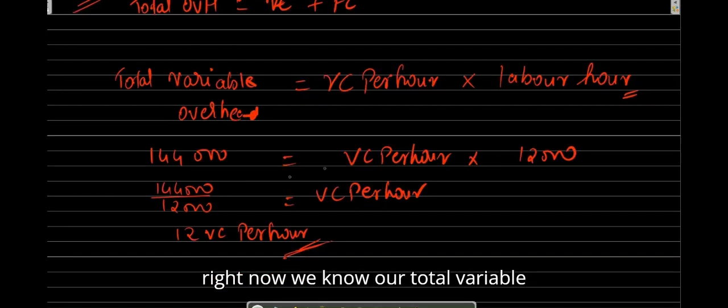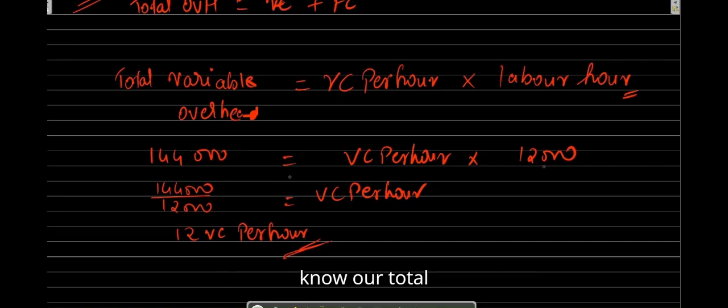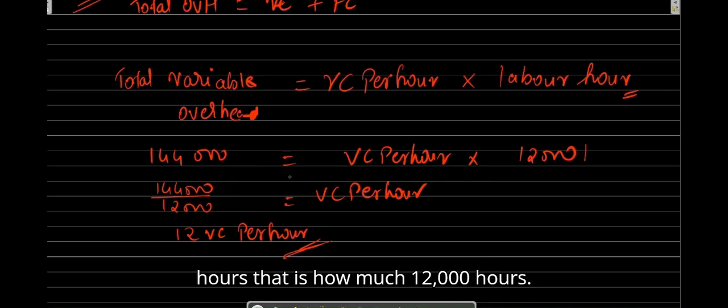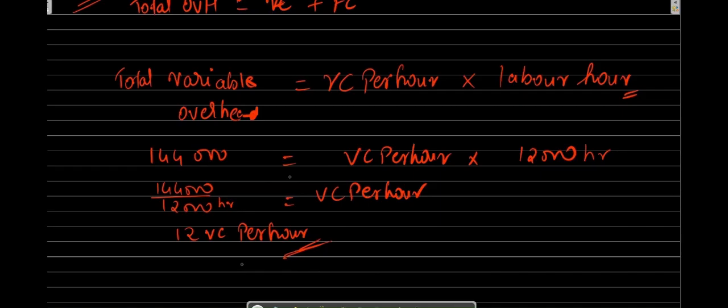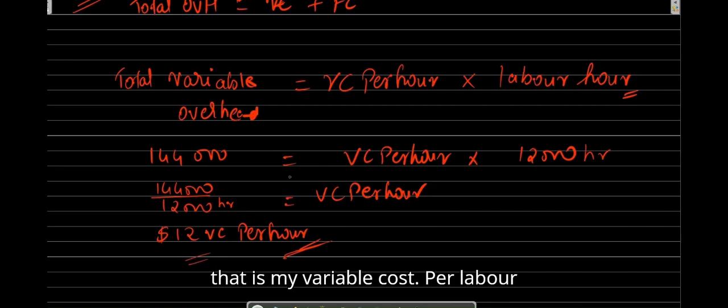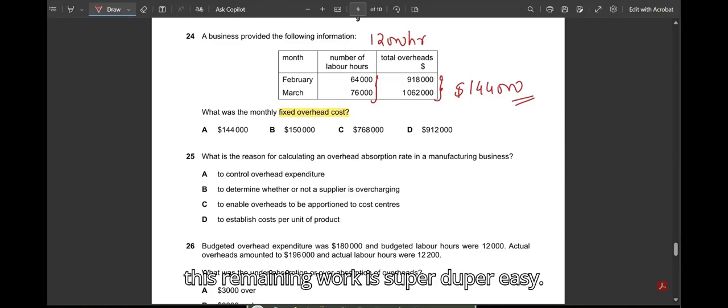Right now we know our total variable overhead, that is 1 lakh 44,000, and we know our total hours, that is how much? 12,000 hours. So just do the simple mathematical calculation. 1 lakh 44,000, this 12,000 will go to the other side of the equal to. If we divide it, you will get $12 per labor hour. That is my variable cost per labor hour. So once I get this, remaining work is super duper easy.